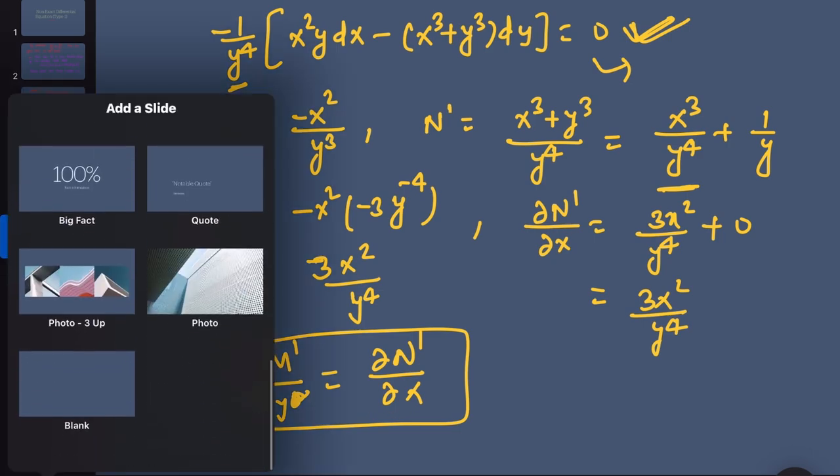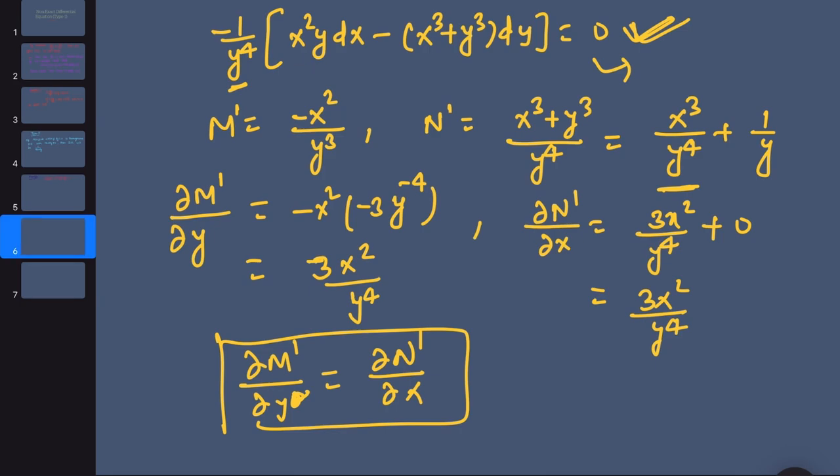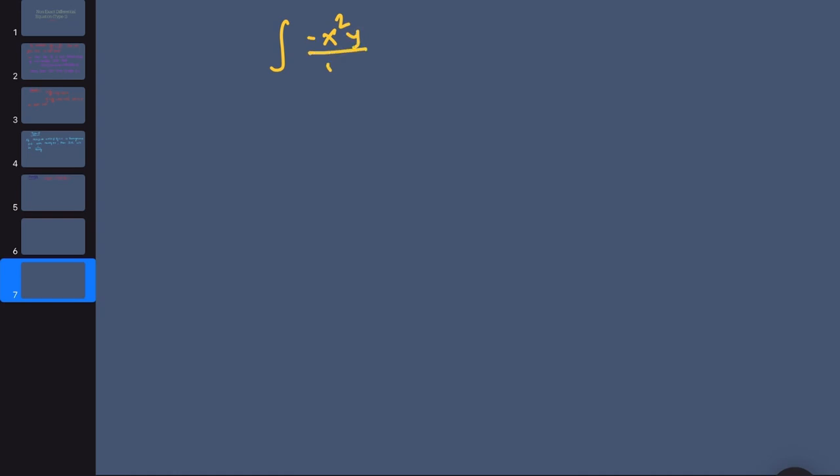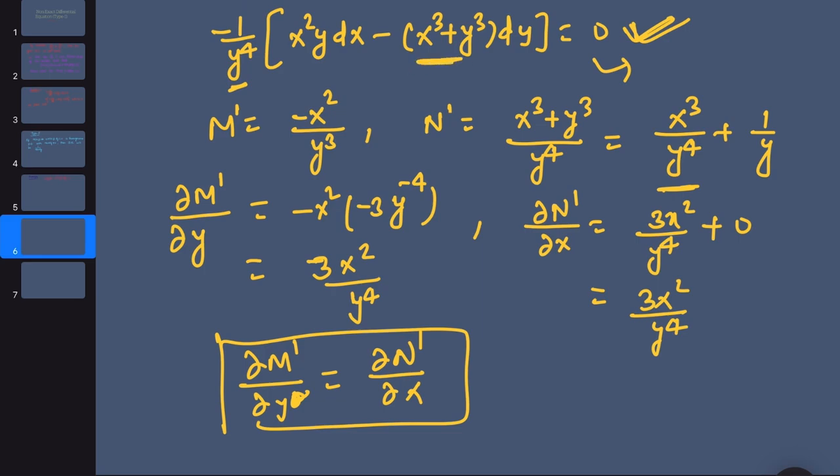Now we will see how to find the solution. For finding the solution of an exact differential equation, we have already seen in the previous lecture that we take the integral of minus x squared y divided by y to the power 4 dx, treating y as a constant. Plus, the term should be free from x. Here the term free from x is 1 upon y.